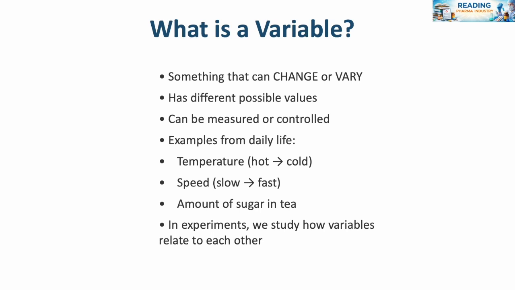It's the same analogy in experiments. We are interested in how variables relate to each other. If I add more sugar, does that mean the tea becomes sweeter? Or, if we take a pharmaceutical example and increase the compression force, does that make the tablet harder to break? That's what factorial design helps us understand or discover. Basically, it helps us understand the relationships between variables.